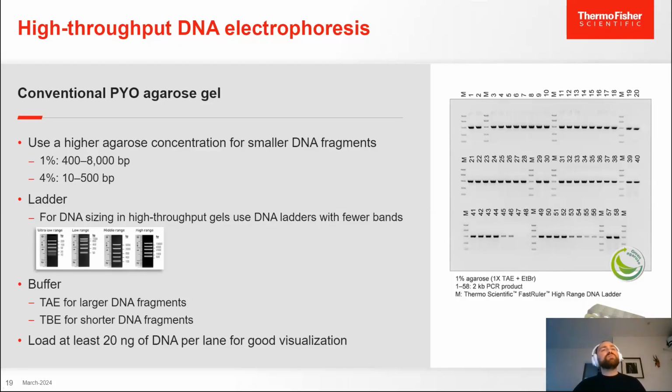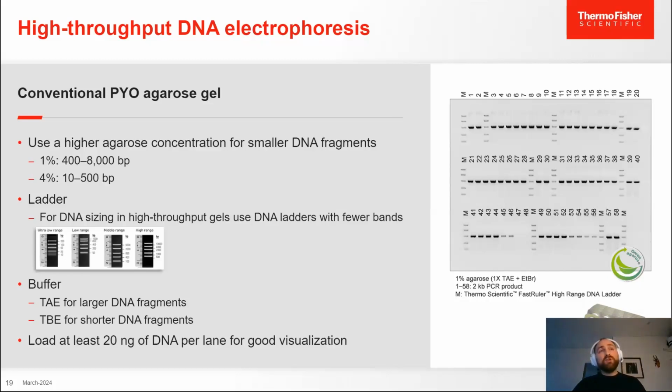And generally, you should probably go for about 1% gels for 400 to 8,000 base pair fragments. It still depends on the separation distance that you have, but these are the general guidelines. For 4% gels, it's 10 to 500 base pairs, so it's very high resolution of small fragments. So don't use very large fragments or even 1,000 base pair fragments on a 4% gel, because it just will not separate in any way.